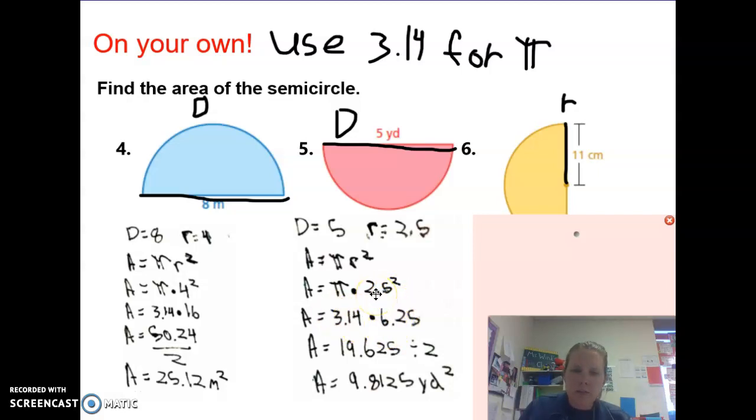So in this case, when you take 2.5 squared, you get 6.25. Multiply by 3.14. I kept every single decimal. Do not round it unless it says specifically to round it to the first decimal place. So in this case, I got 19.625 divided by 2 because I'm only having half a circle, a semicircle. You get 9.8125. Again, your units are going to be squared.